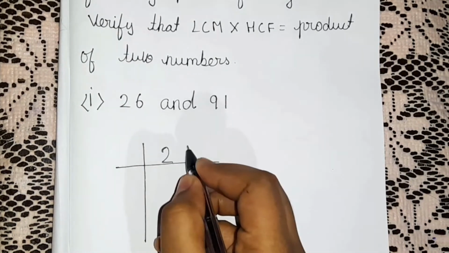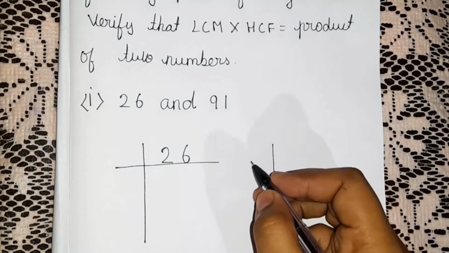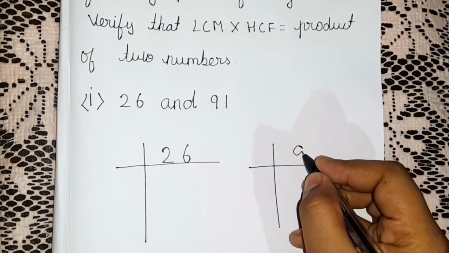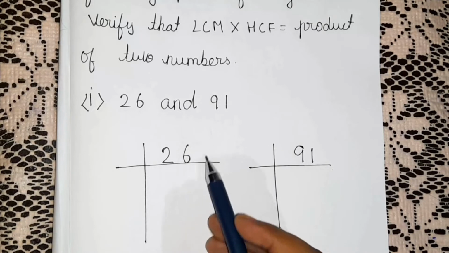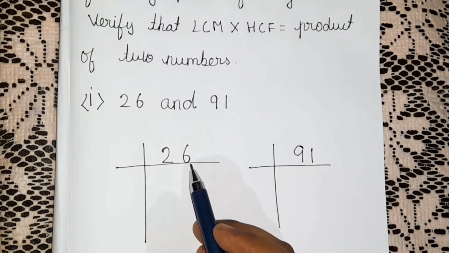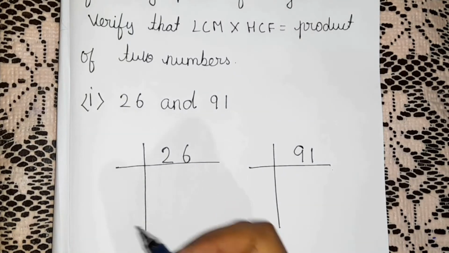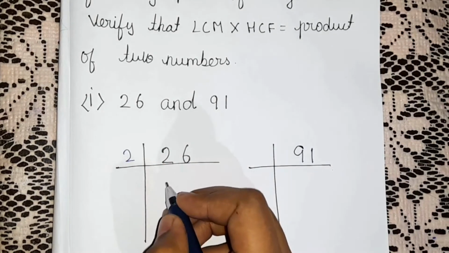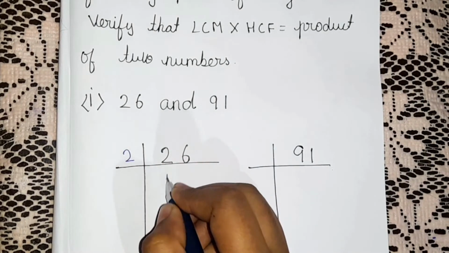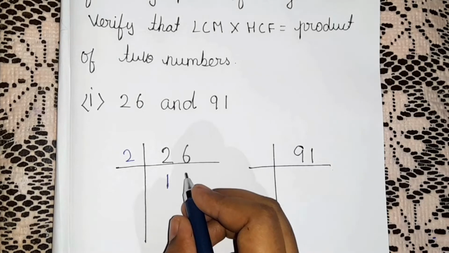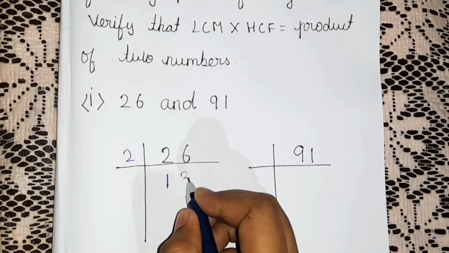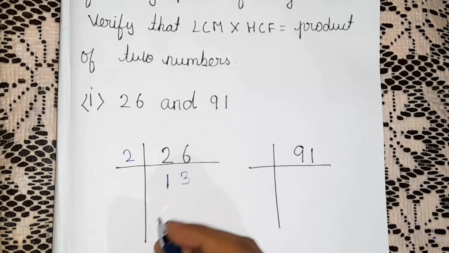So I am writing 26 right over here and we have to find 91 also. That's why I am writing 91 here. So first let's find for 26. Here you guys can see the last number is 6, so it goes under 2 table. So I can write 2 right over here. And as you guys know, 1 2 is 2. And 6 in 2 table we get 6 when it is 3 2s are 6. So we shall write 3 here because 3 2s are 6.